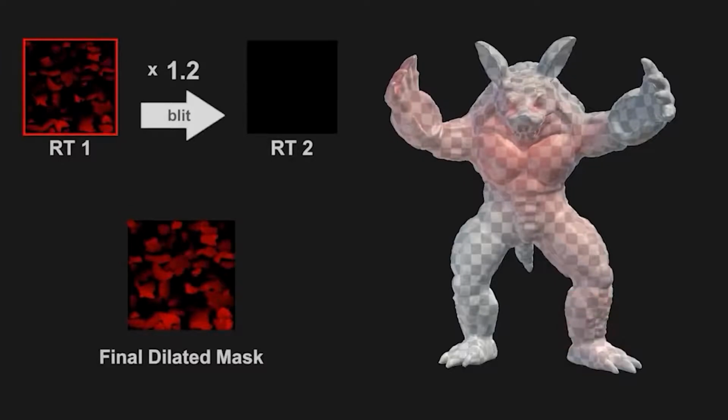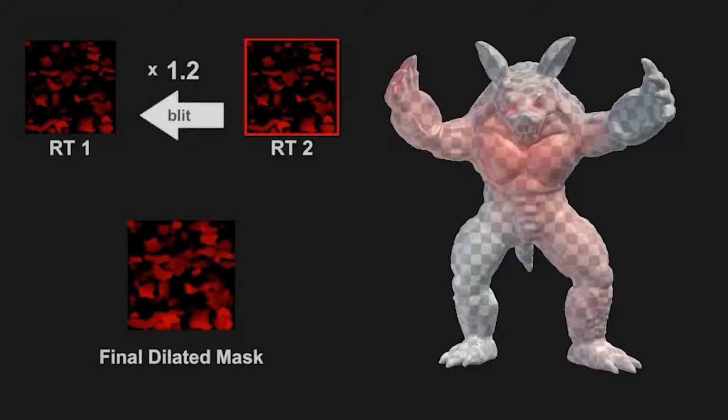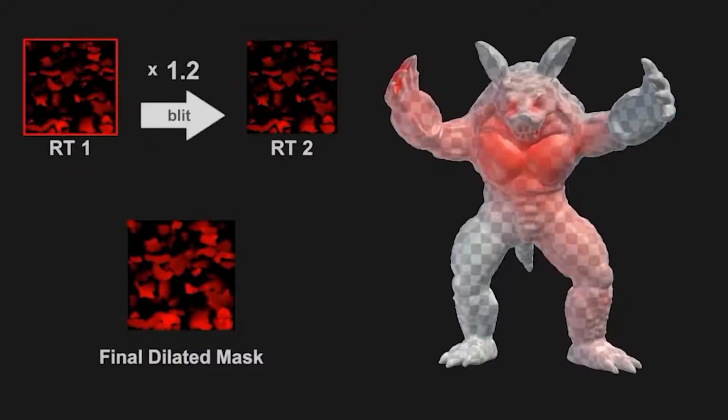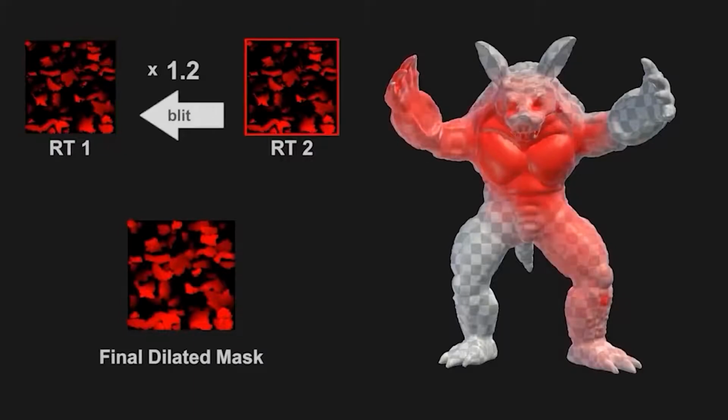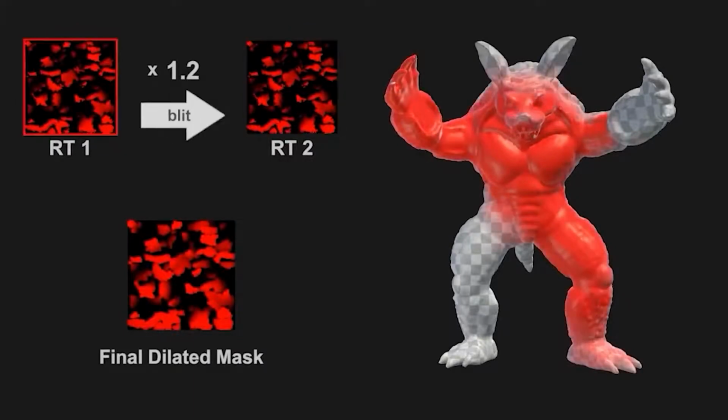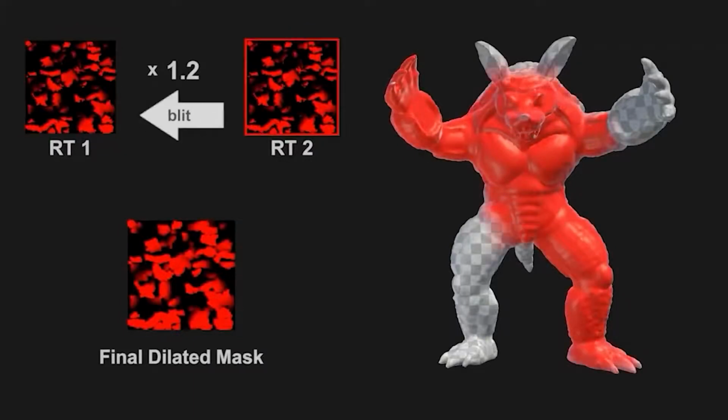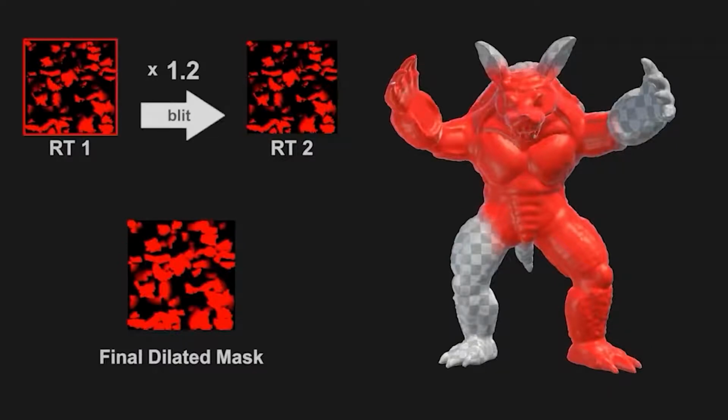This can be pretty confusing the first time you hear about it, so let's break it down even more. RT1 is our mask texture, which we use to blit into RT2, applying a multiplication of 1.2. Next frame, we flip them. So RT2 is our mask texture, which we use to blit into RT1, applying the same multiplication. We always apply the dilation to the last texture written into. This is the render texture we use later for our mask.